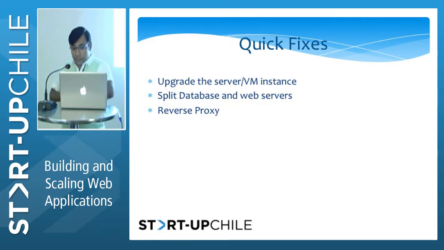Now, the quick fixes you can do: first thing, upgrade the server whenever this kind of problem happens. You split the database and web servers and put them on different servers. That's one of the easiest ways to go. And install a reverse proxy, which caches some of the elements like your CSS and JS, which don't need to be processed by Apache. I'm sure most of us are using that as our web server.